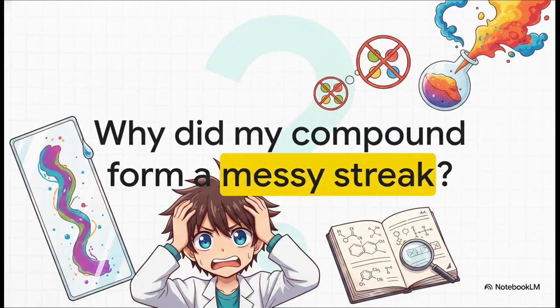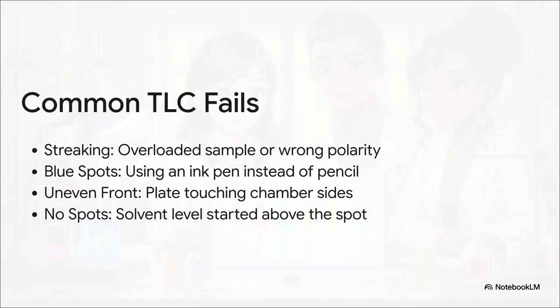Finally, Section 6, Troubleshooting Lab Fails. Because let's be real, science rarely goes perfectly the very first time. It is incredibly frustrating to carefully run an experiment, wait patiently for the plate to develop, open up that chamber, and just see a massive, messy streak running up your plate instead of a nice, crisp, identifiable spot. But the good news? In chemistry, there's always a logical reason behind a failure. Troubleshooting is really just reverse engineering your mistakes.